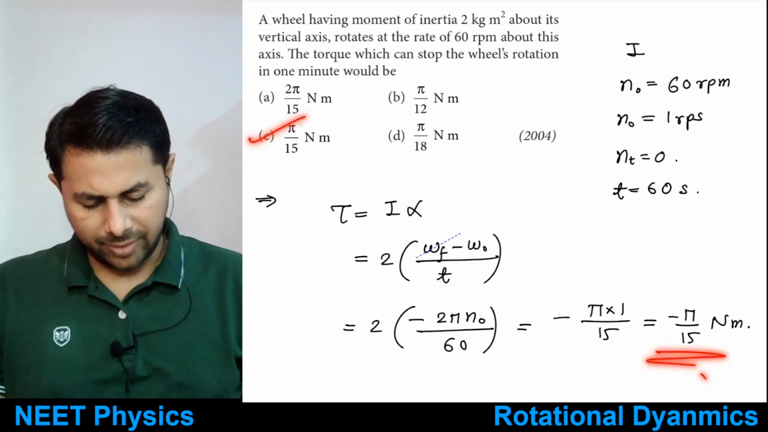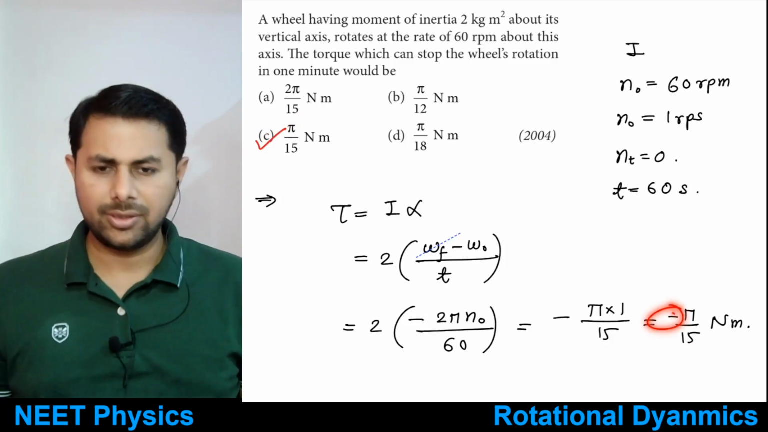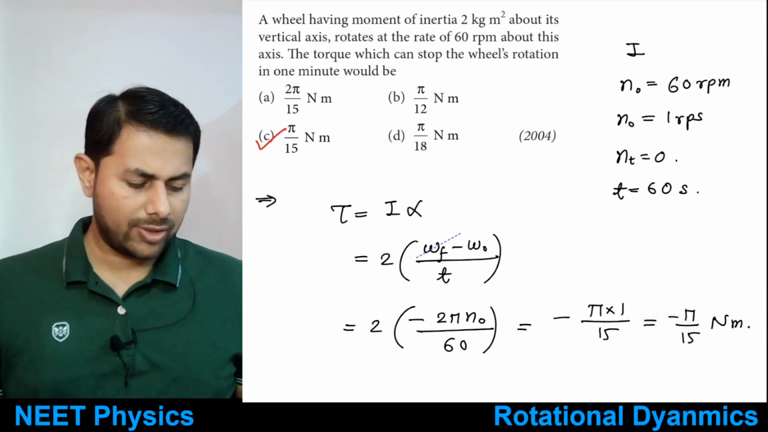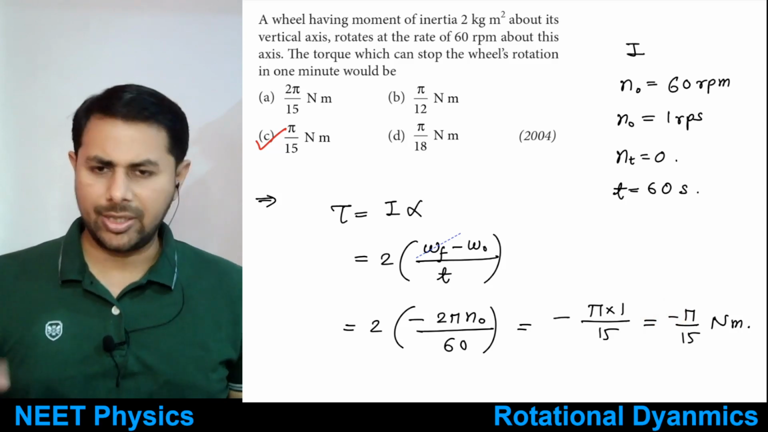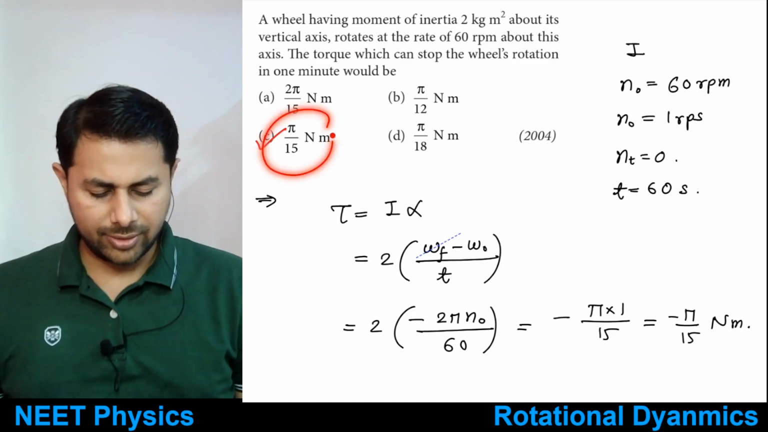Okay, so it is option C. They have just asked about the magnitude. Negative sign means it is stopping, right? Angular velocity is decreasing. If there is a positive sign, angular velocity is increasing, right? This is the answer.